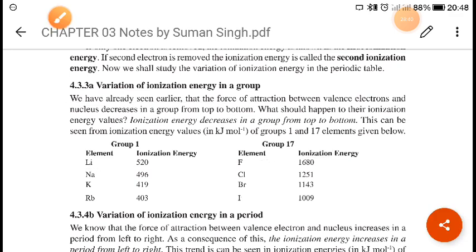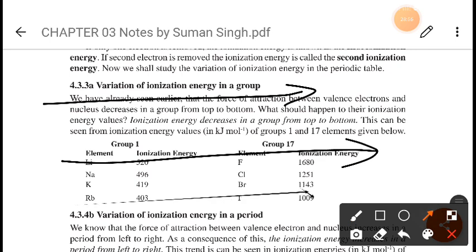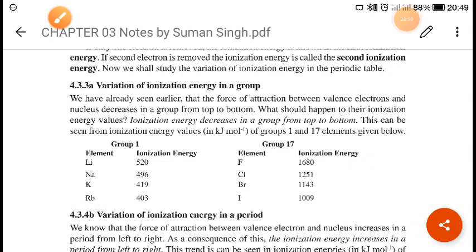The first factor is the nuclear charge. The nuclear charge increases regularly with the increase in atomic number, because we know that when we go across the period, the atomic number will increase, right? Since the atomic number is increasing, the nuclear charge will also increase. This is the first factor for the gradual increase.